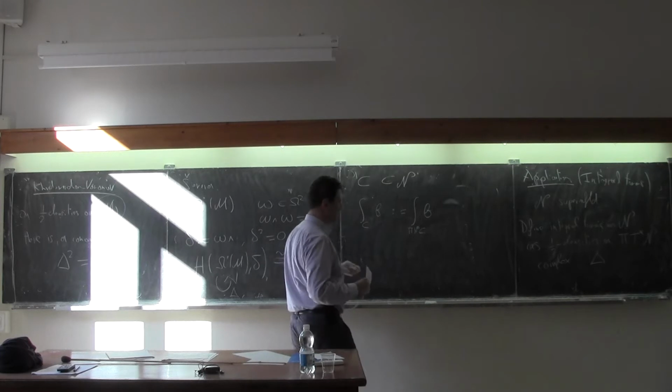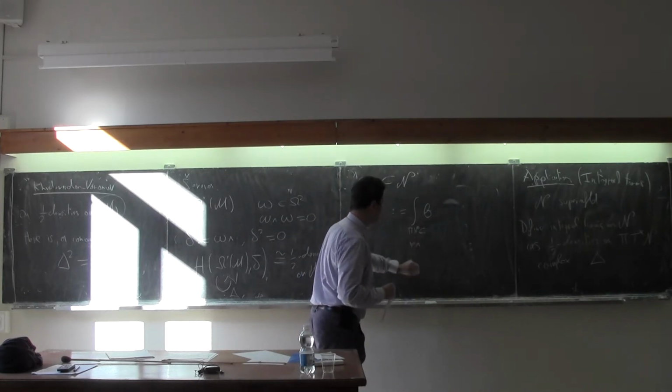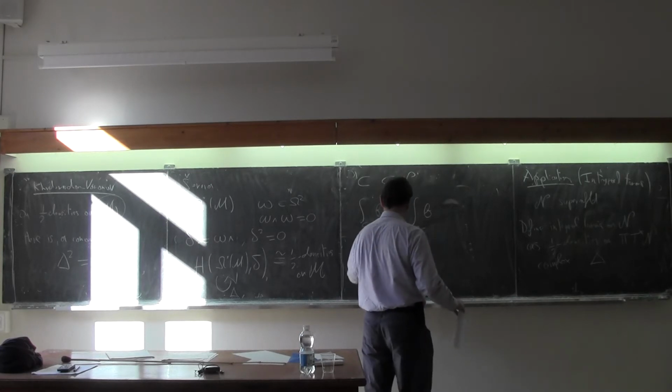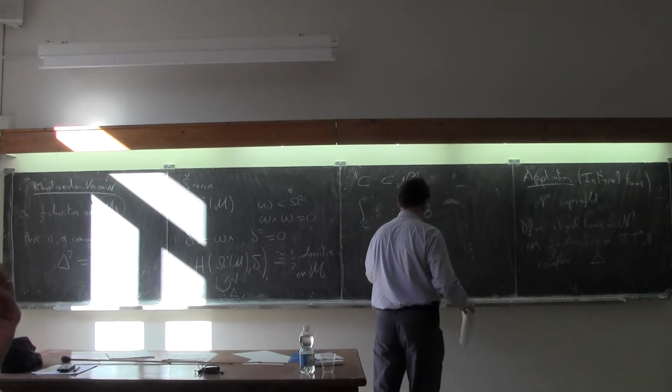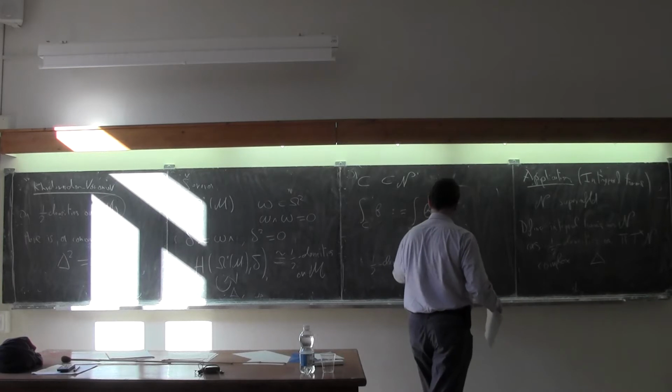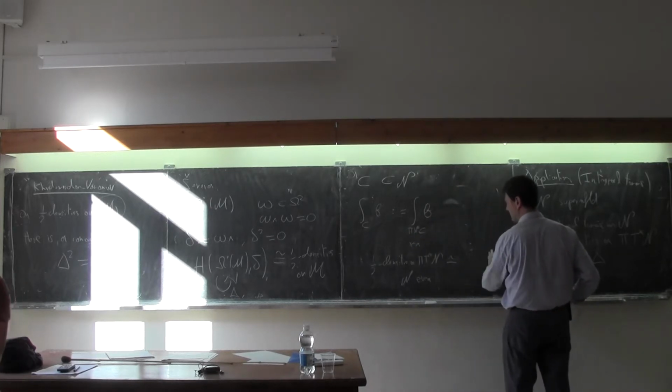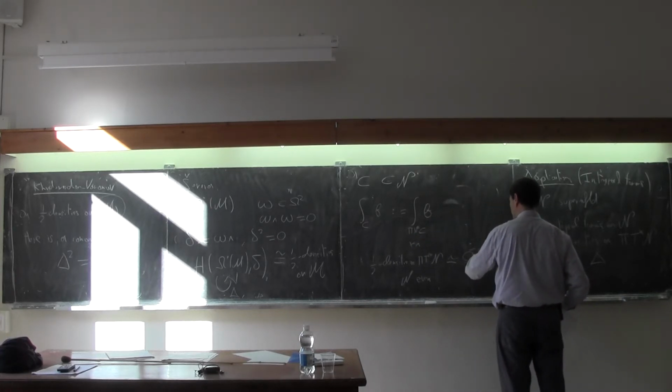And basically, the even case has this advantage that half densities on ΠT*N, when N is just an even manifold, are canonically isomorphic to differential forms on N.